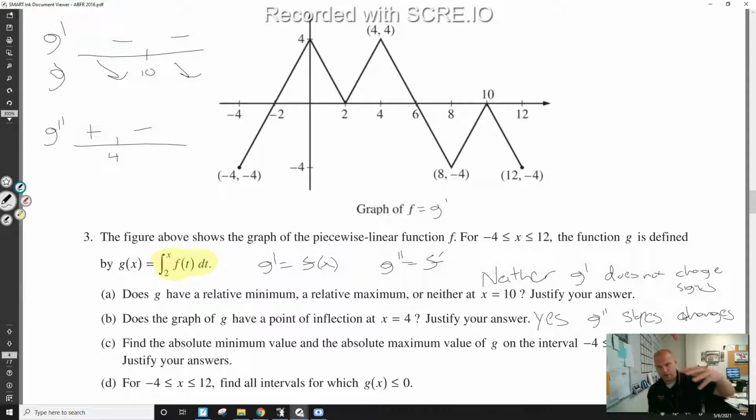The values of G double prime change signs. Oh my god, I just said it. I just messed up. G double prime signs change. G double prime slopes change, or G triple prime signs. Signs of derivative. I just said does not change signs.